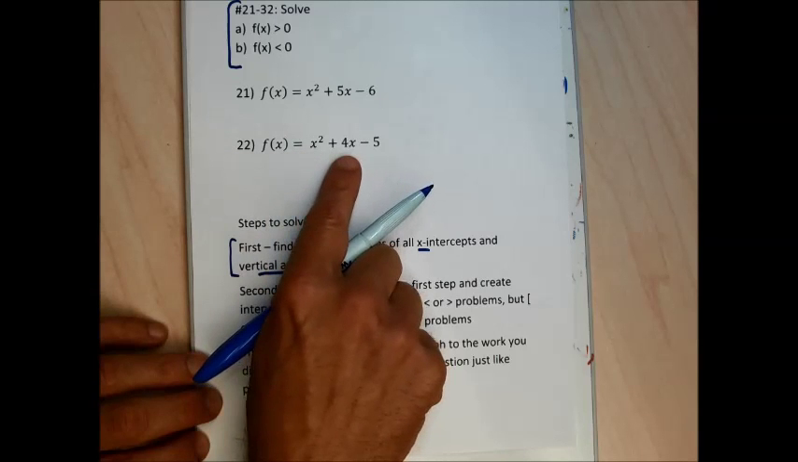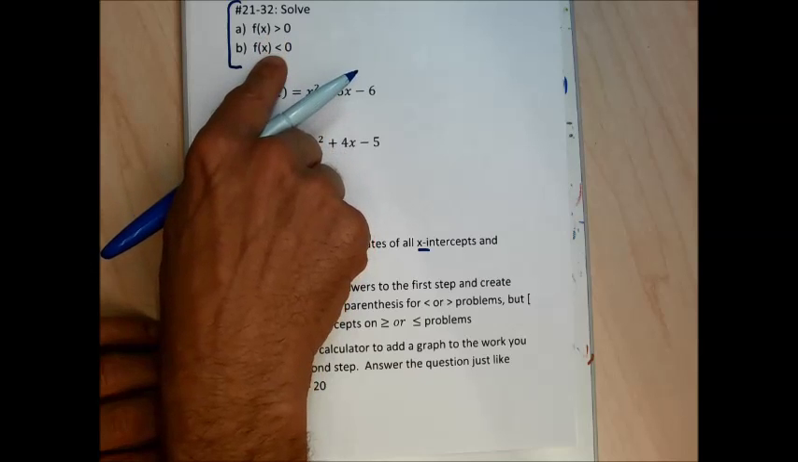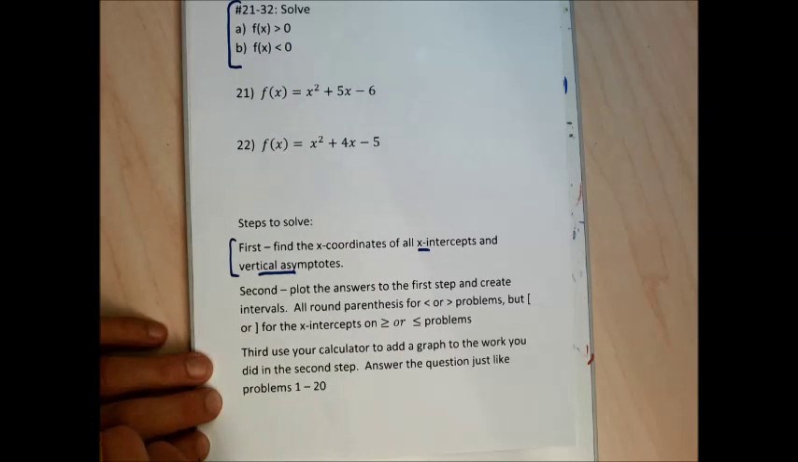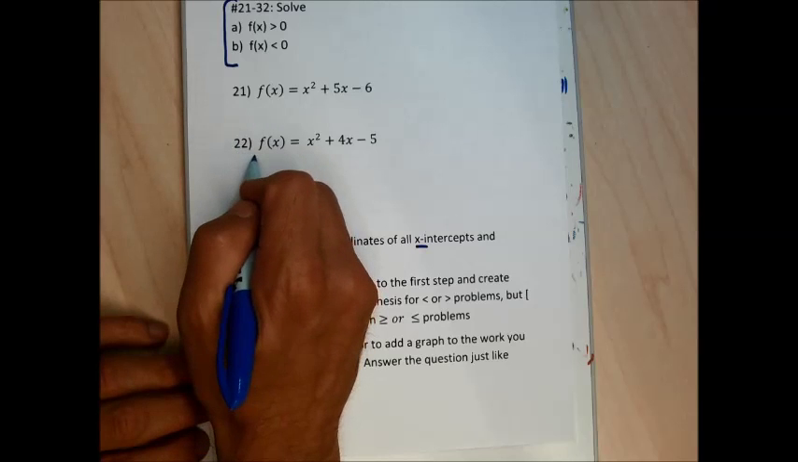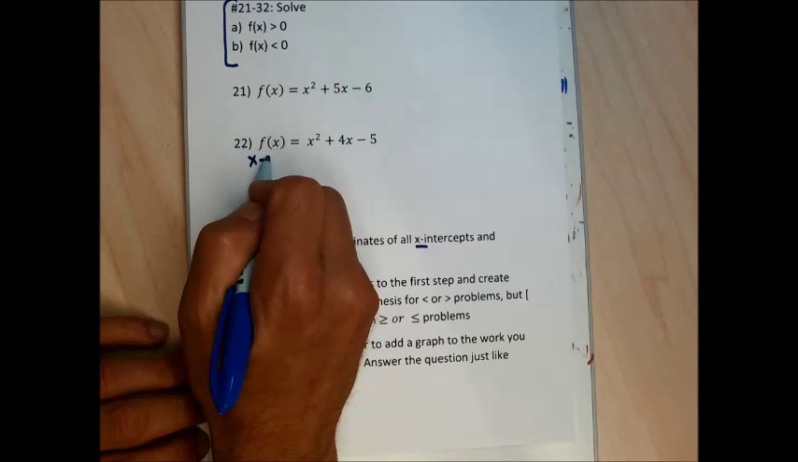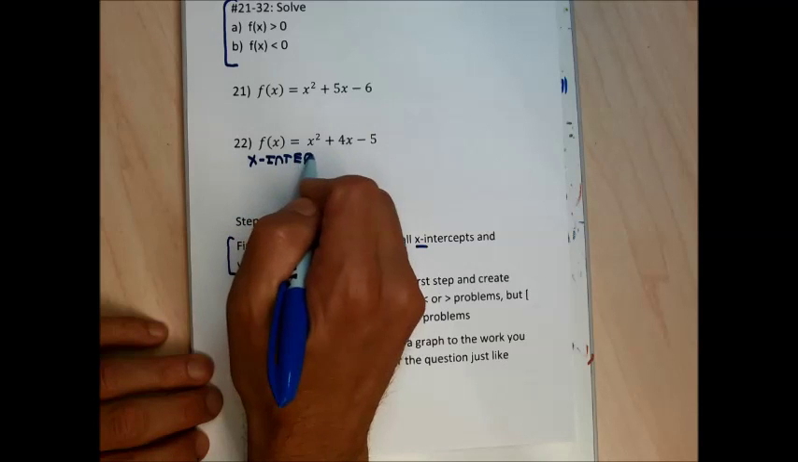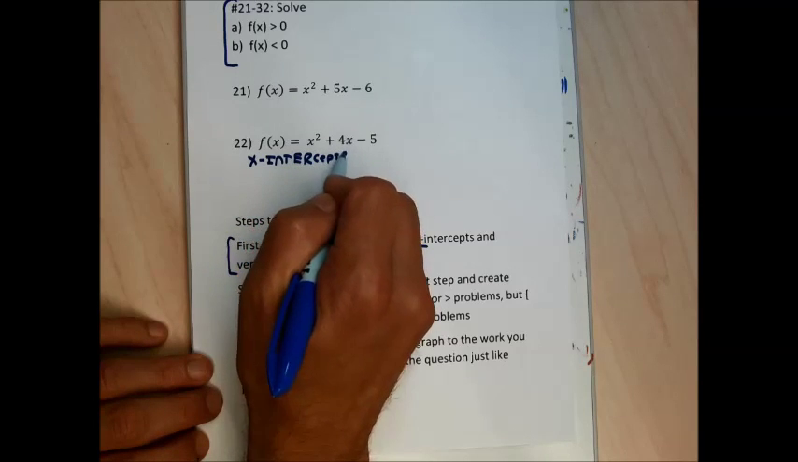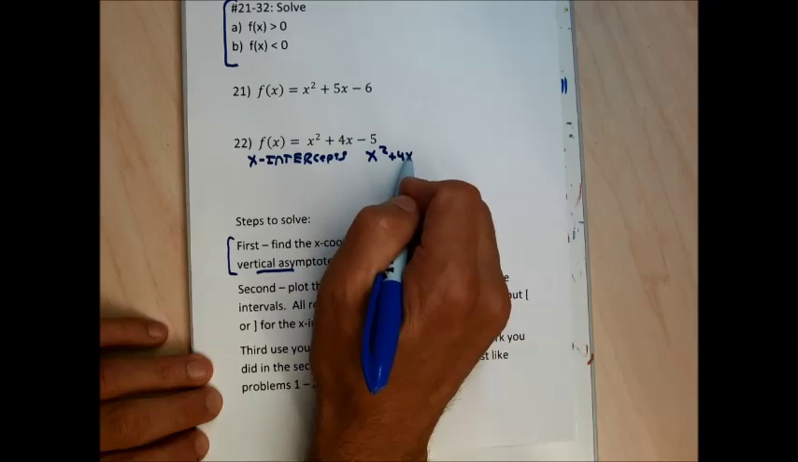So for problem 22, if I want to find out where the f of x's are greater than or less than 0, I need to know the x-coordinate of any x-intercept and the x-coordinate of any vertical asymptote. We only get vertical asymptotes where there's fractions, so I just really need to find the x-coordinate of the x-intercepts. So I'm going to do the algebra necessary to find the x-intercepts by setting the right-hand side of the function equal to 0.